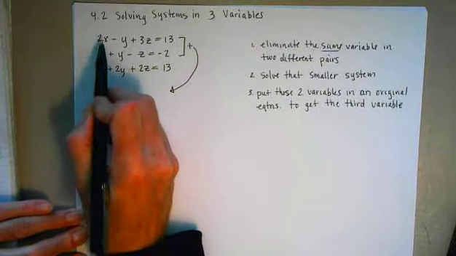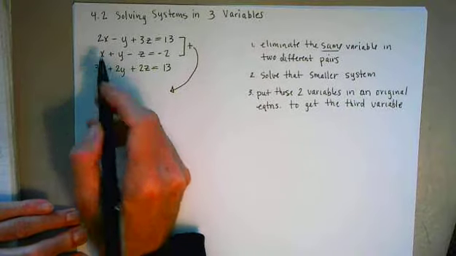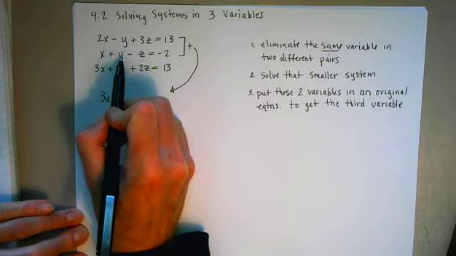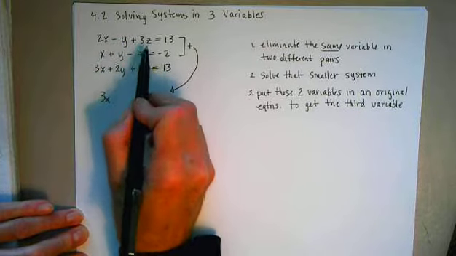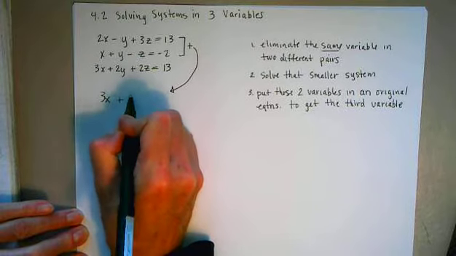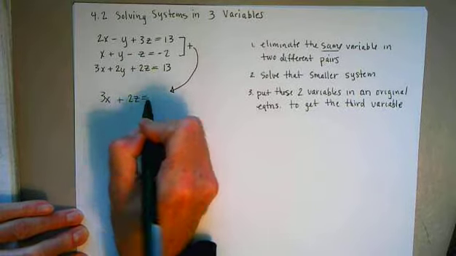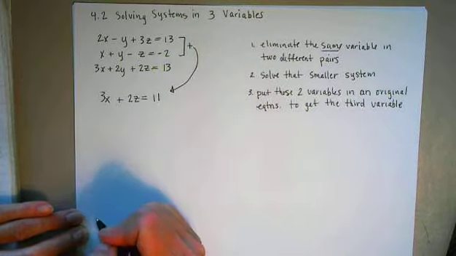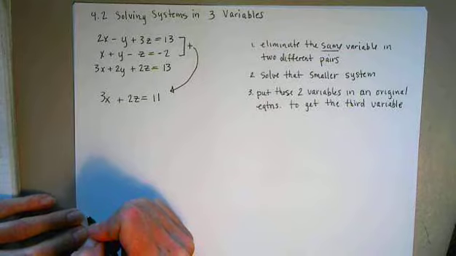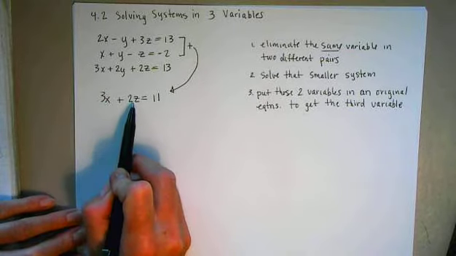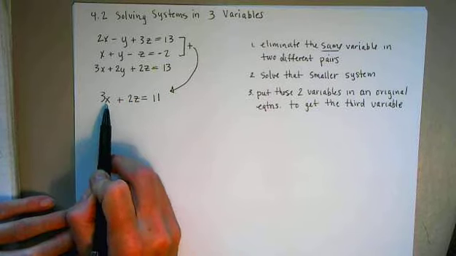So adding these 2 equations, I get 2x plus 1x is 3x. Negative y plus positive y is 0, so they're gone. And then I have positive 3z minus z, so I get positive 2z. And 13 and negative 2 is 11. Okay, now here's the key. You just made an equation with x and z. So now you have to make another equation with x and z.